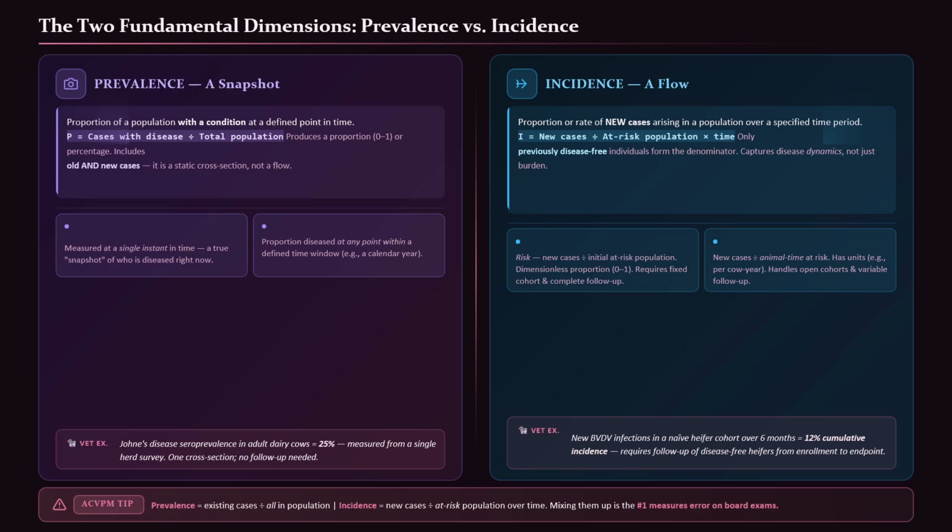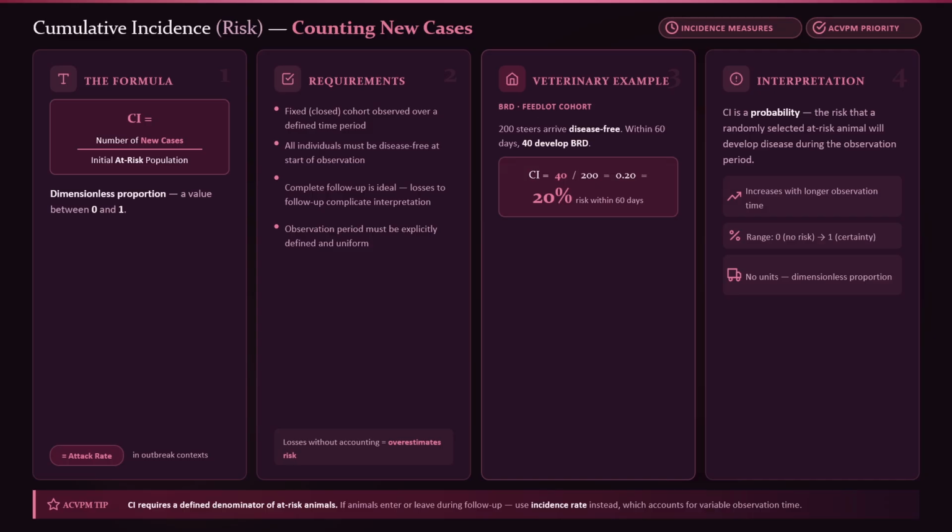If an exam question gives you a snapshot of a herd on a specific date, that's a prevalence calculation. If the question describes animals being followed forward in time and developing new disease, that's incidence. Please don't mix these up. We've covered the snapshot prevalence. Now let's shift to incidence, and we'll start with its simplest form, cumulative incidence, also called risk.